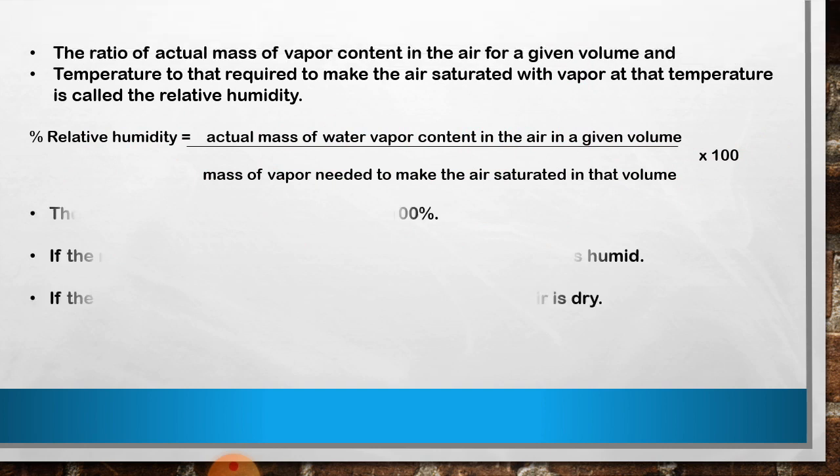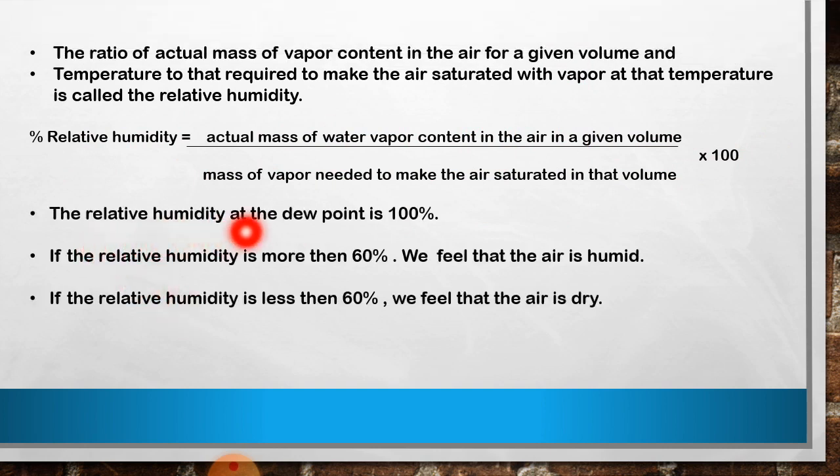Now the relative humidity at the dew point is 100%. If the relative humidity is more than 60%, then what happens? We feel that the air is humid. Air is not clear. If the relative humidity is less than 60%, then we feel that air is dry. So when the relative humidity is more than 60%, we feel that air is humid, but when the relative humidity is less than 60%, we feel that the air is dry.